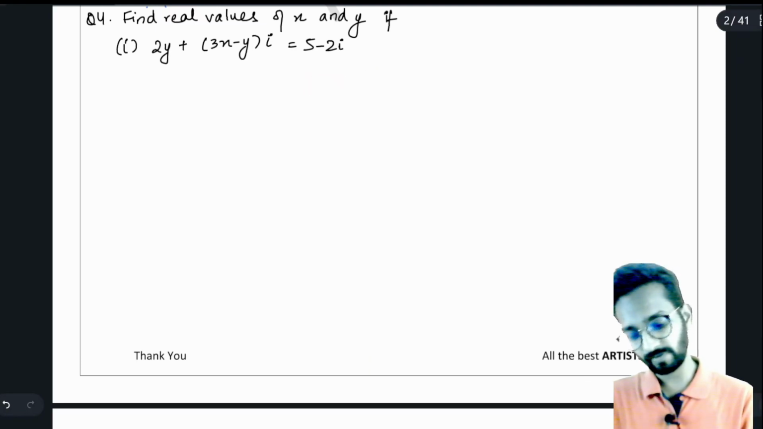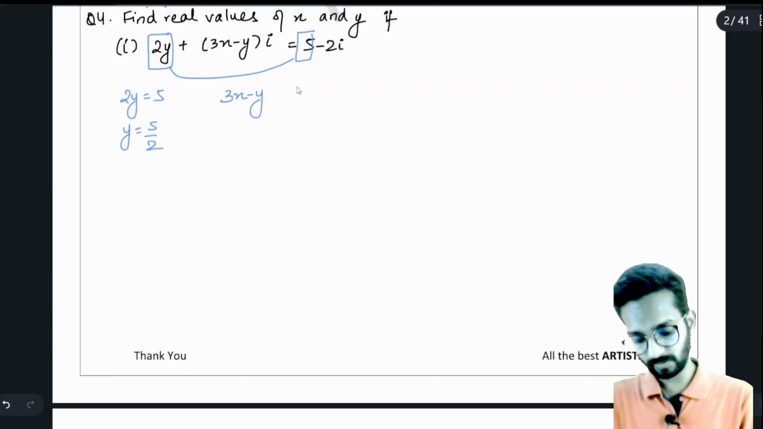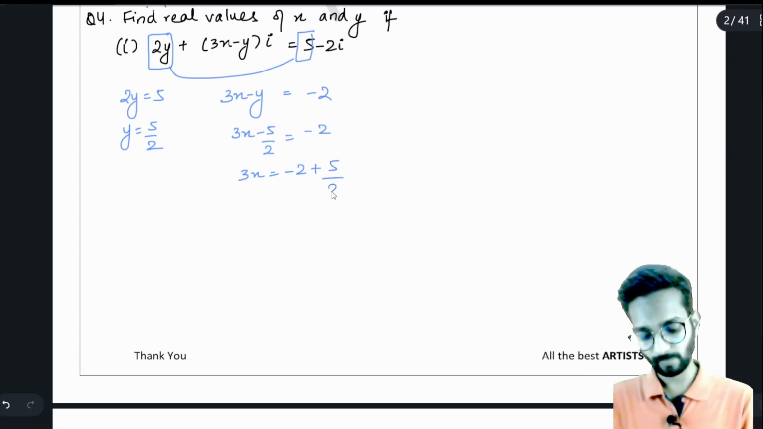Now we have to find the value of that. The value could be found as, we will put 2y equal to 5, therefore y is equal to 5 by 2. Now putting 3x minus y is equal to minus 2. So y we already know, 5 by 2, 3x minus 5 by 2 is equal to minus 2, 3x is equal to minus 2 plus 5 by 2.